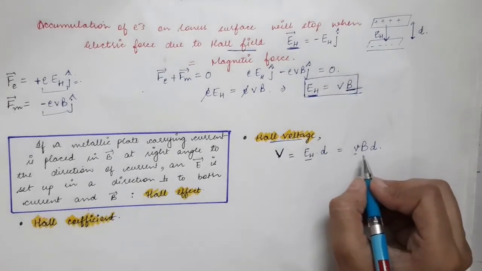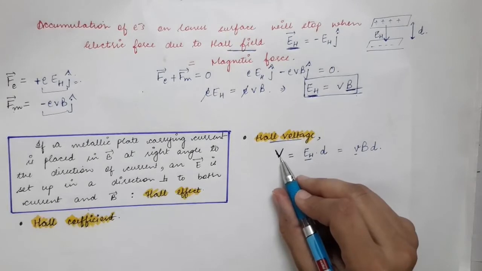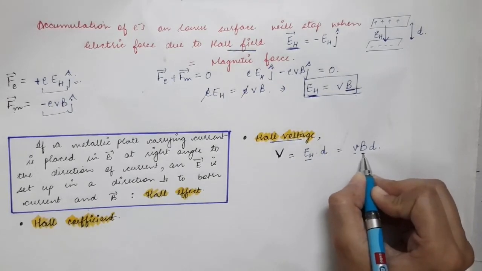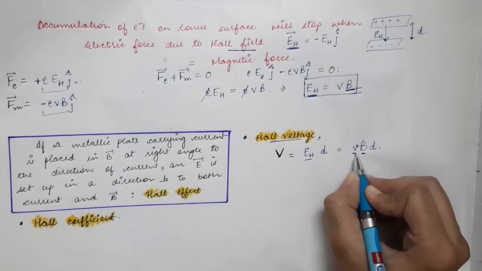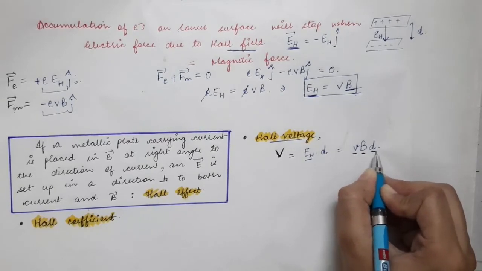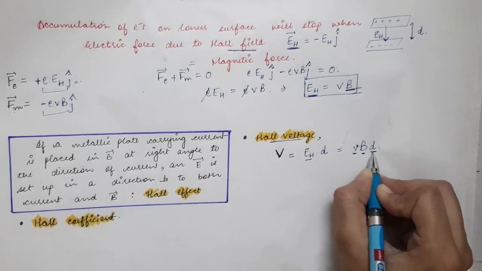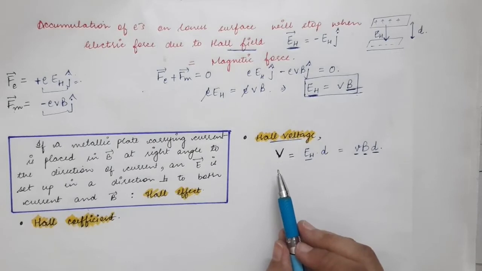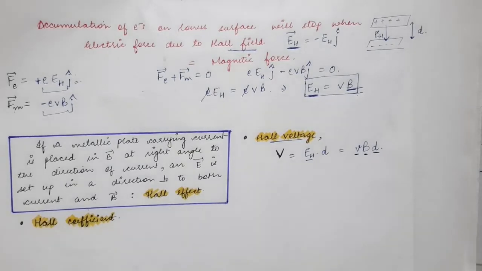So this equation shows us that the Hall voltage depends upon the magnetic field applied to the conductor, then the speed of the current carriers, and also the dimensions of the strip. And after this we are going to discuss the Hall coefficient.